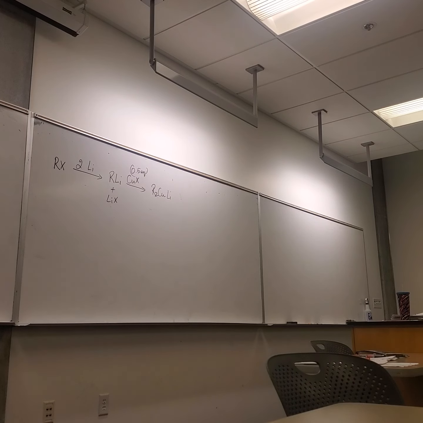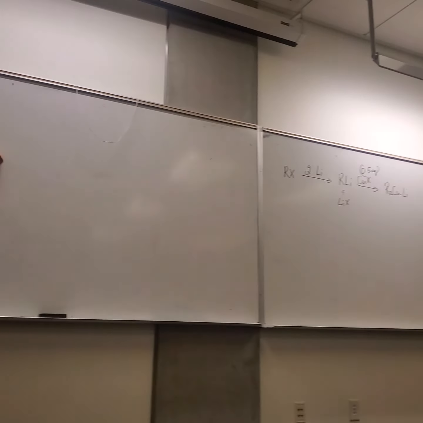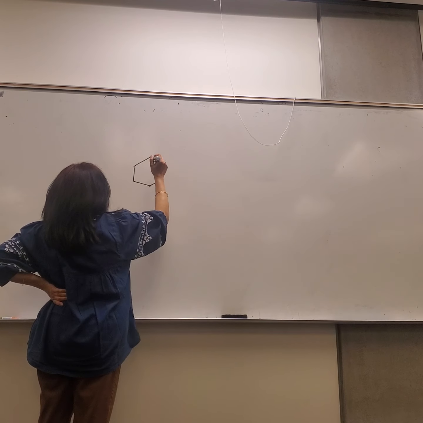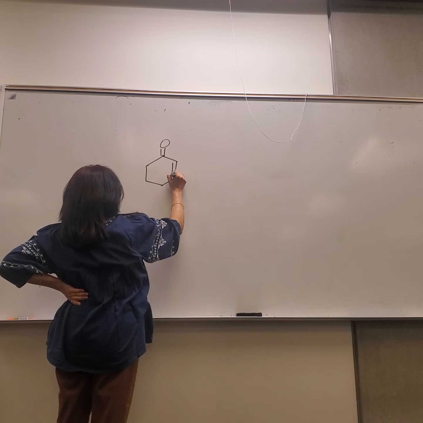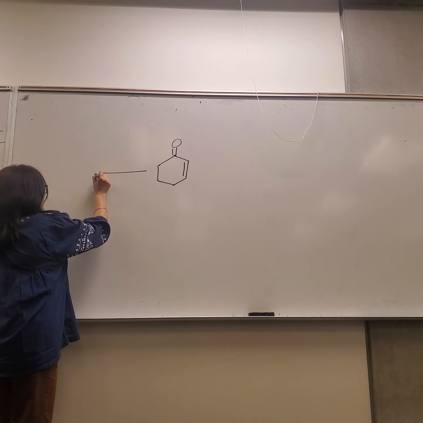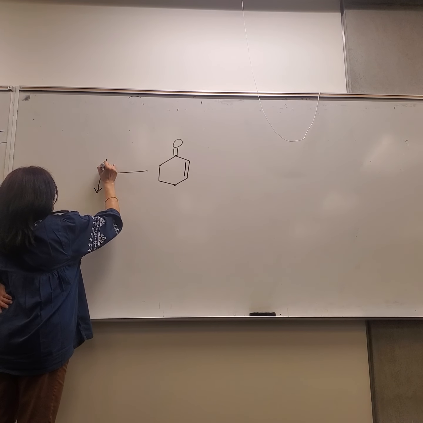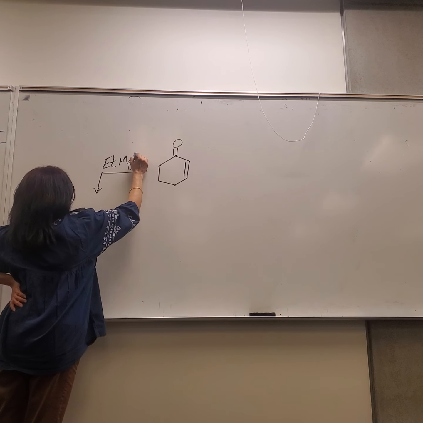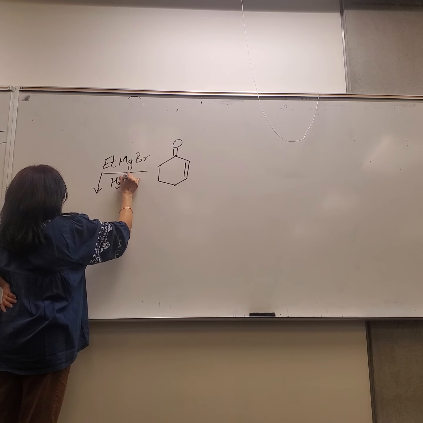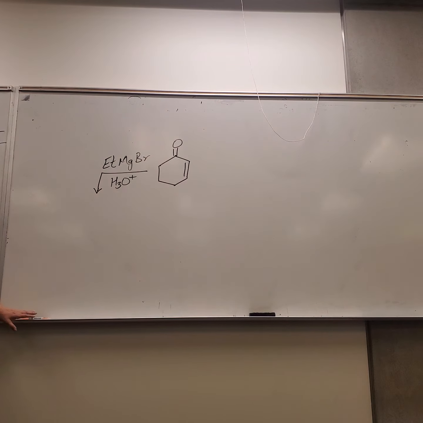Okay, so let's try these out. So for example, if I'm reacting this with a Grignard, what would you say? Actually, you should say that's not going to work. Why would you say that? You should look at me and say, Smita, that's not going to work. What are you doing? Why?